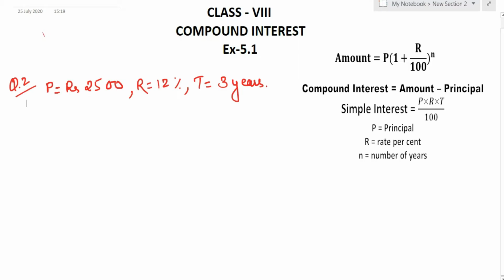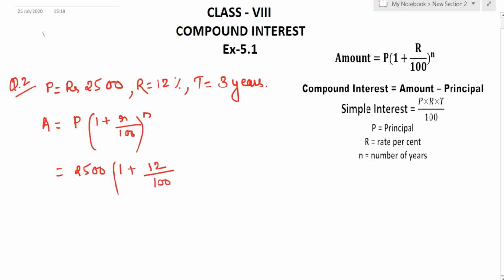Now the principal is given as 2,500, the rate is given as 12% and the time is given as 3 years. They are asking us to find out the amount. Again, we know the formula of amount is principal into 1 plus rate upon 100, whole to the power n. So now we'll substitute the values. The principal is 2,500, 1 plus rate 12% upon 100, whole to the power n. Time is 3 years.